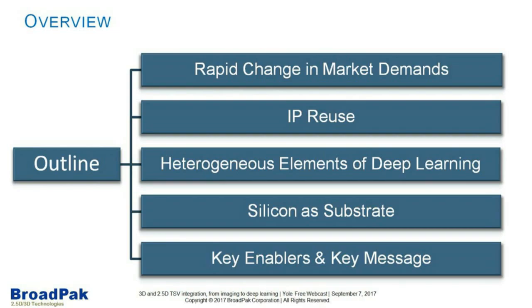I briefly wanted to talk about the rapid change in the market demand. This is something that Romain as well as Emily talked about. I would like to talk a bit about the IP reuse. That's where the push is, and we see some changes in demand in this area. I'll then talk very briefly about the heterogeneous element of deep learning, the type of options in terms of packaging, etc. I will also talk about the substrate, the silicon as the foundation of such type of integration. And I will wrap it up by talking about some of the key enablers and some key messages at the very end.